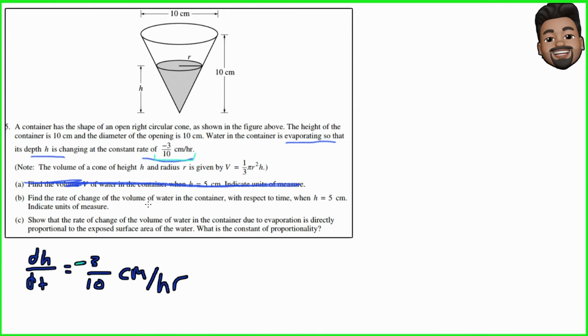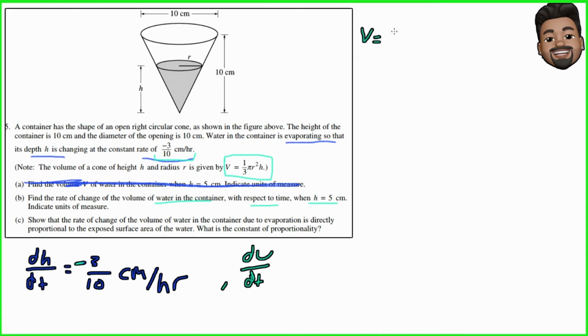Find the rate of change of the volume of the water in the container. Okay, I'm gonna pause for a moment with respect to time. What we want is dV over dt. So we know we need to take the derivative of the volume of this object when H equals 5 centimeters. Take a look at the picture. Do we have the volume of this cone? Well, great news. They gave it to us right here. So we know we need to take the derivative of this. So let me write it up here for a moment.